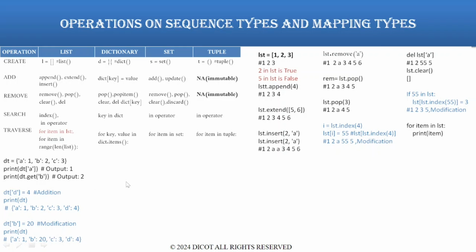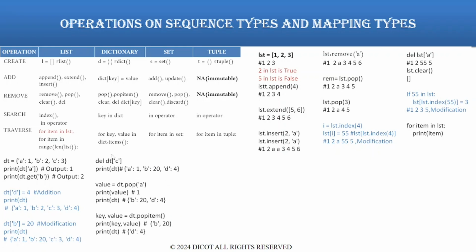Next, we can delete an element by specifying the name of the element. C has been deleted, with del dt of C. So, when we print, we get A1, B2, D20, but C no more exists.